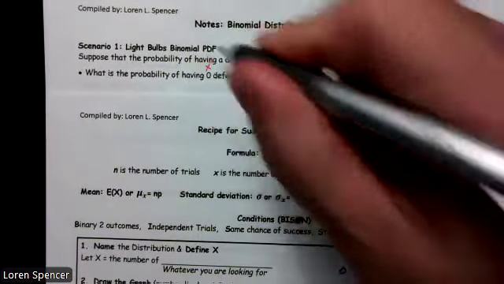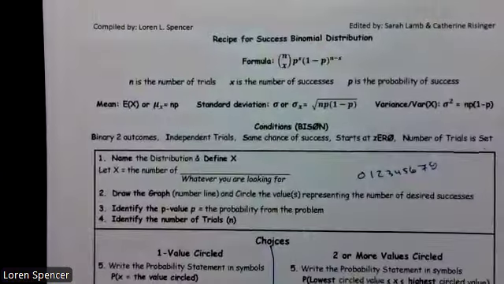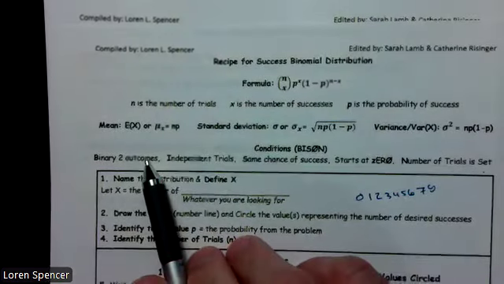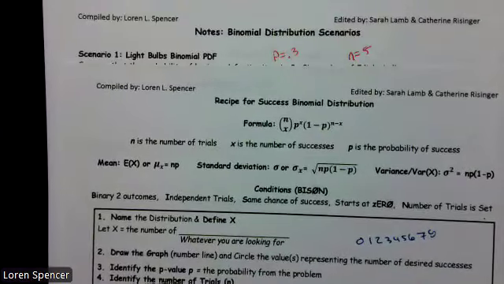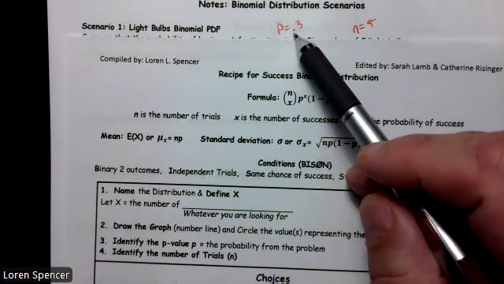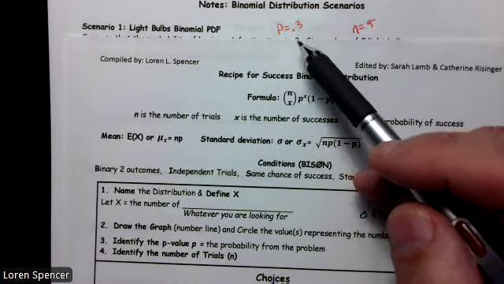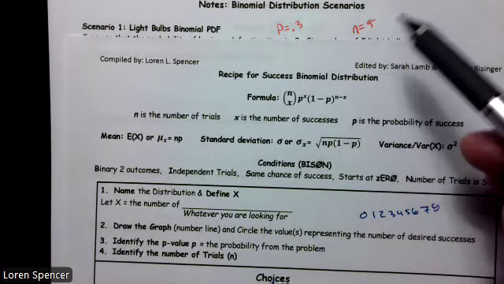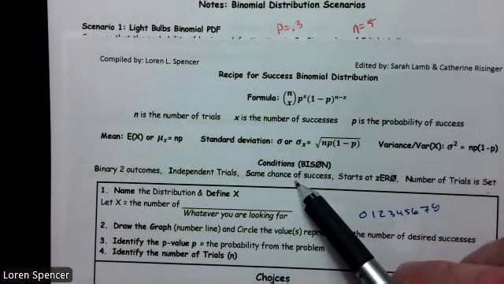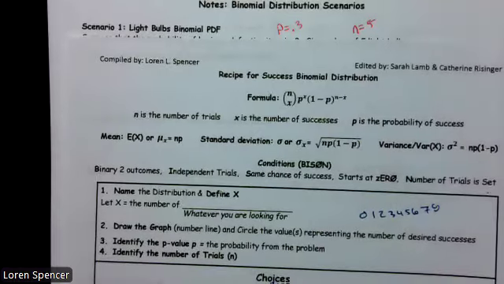So let's take a look at our recipe real quickly. First off, is this in fact a binomial? Well, we have two outcomes. We could have a defective or a non-defective, so that's good. Probability of drawing a defective is 0.3. There's no reason for it to change, so that takes care of independent trials. Same chance of success is always 0.3.